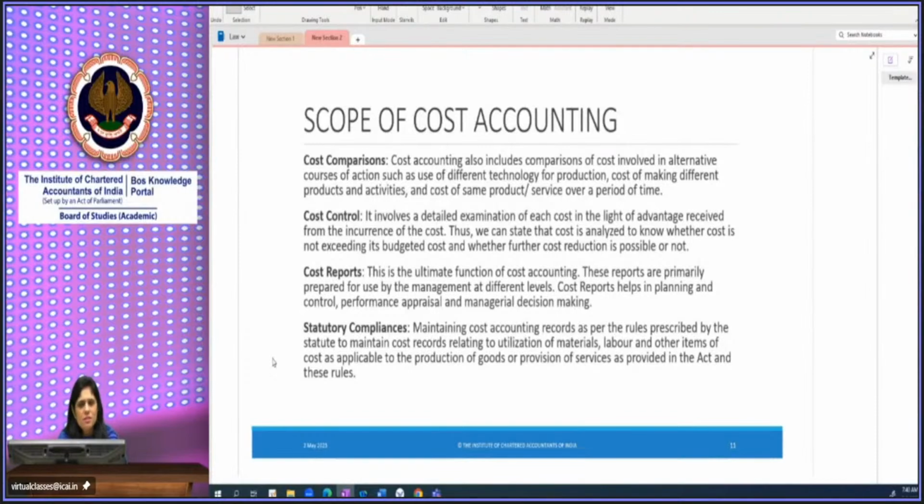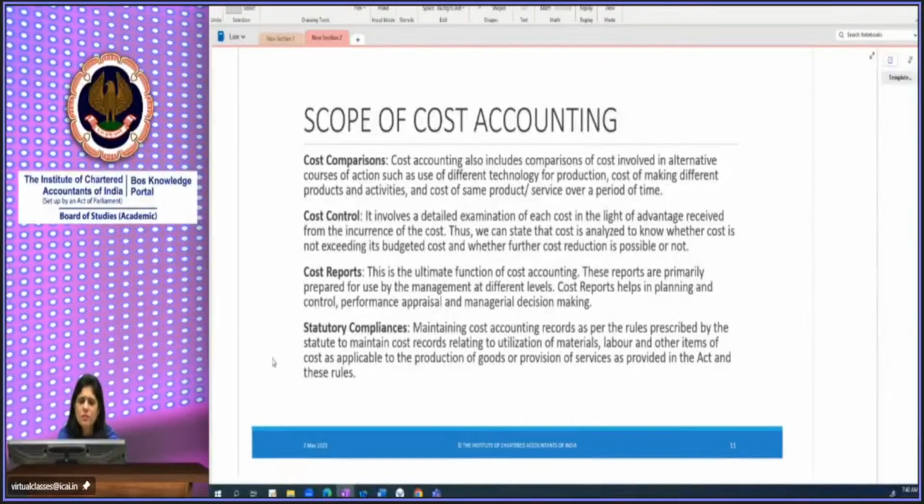So again, cost control, I have explained in detail. It's a detailed examination of each cost in the light of the advantage received from the incurrence of cost. What is again the cost benefit? What is the benefit arrived out of that cost? What is the outcome? So cost is analyzed to know whether the cost is exceeding its budgeted cost. Budgeted means the standard which we have kept, and whether cost reduction is possible or not.